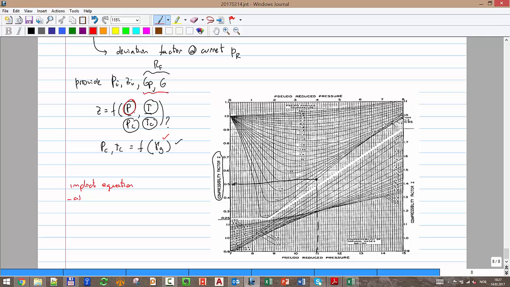So I have to assume PR, calculate Z, then calculate PR from material balance, and then I have to check if PR calculated is equal to PR assumed. If not, then I have to repeat again, starting with the PR that is now P calculated. I repeat again until the two of them are exactly the same. So I have an iterative procedure, and it's because it's an implicit equation.